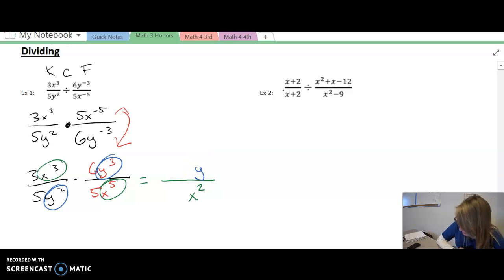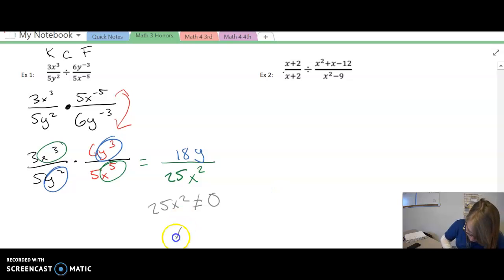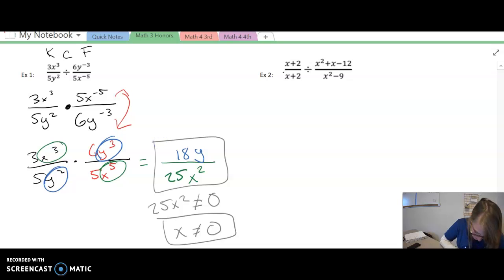And now I'm going to look at my numbers to see if they can simplify at all. No, none of my numbers can simplify, so I'm going to multiply them. So I have 3 times 6 is going to be 18, and then 5 times 5 is going to be 25. All right, and then last but not least, we set our restriction, so we're going to have 25x squared not equal to 0. And when you do your math, x cannot be 0. So that's what you get for your answer.